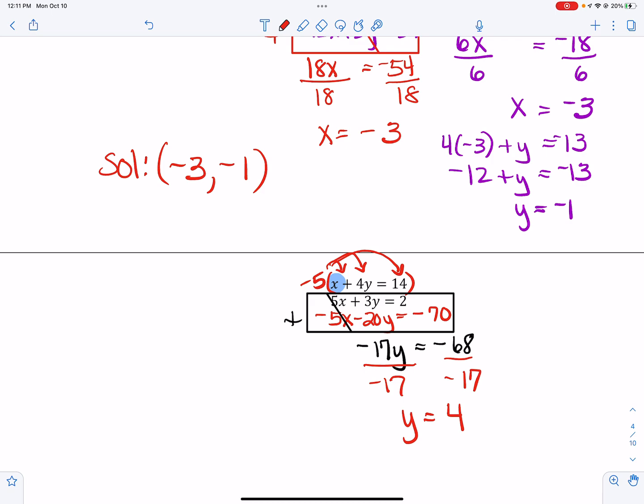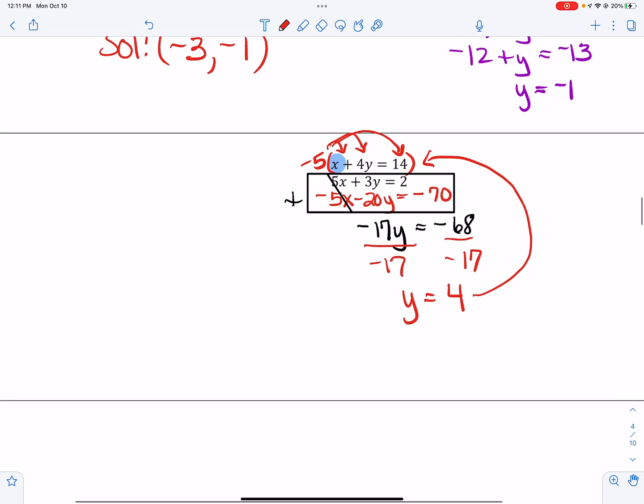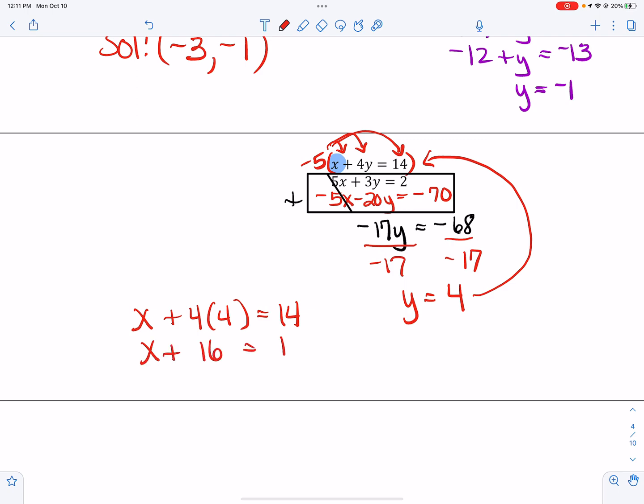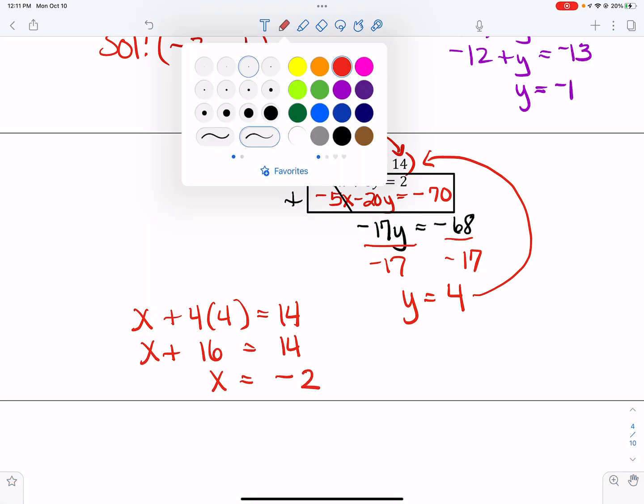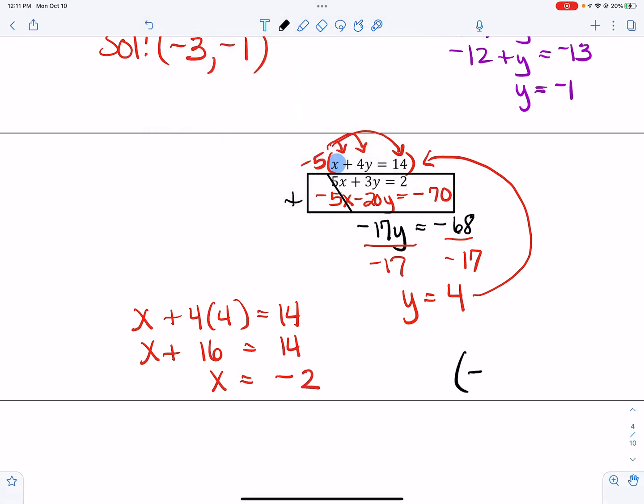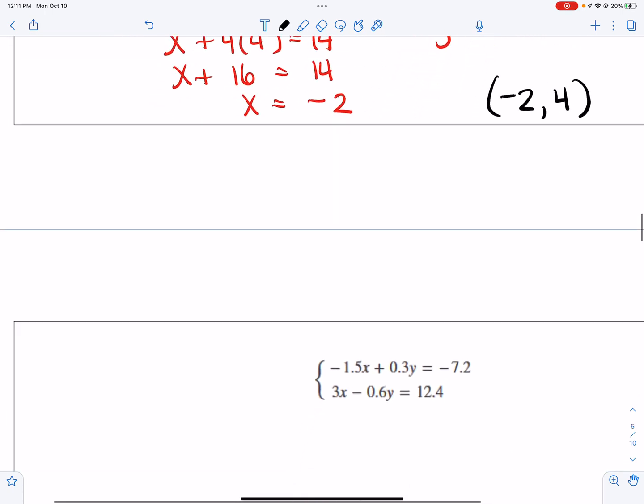And then I'm just going to substitute it into one of the original equations. So I'm going to take x plus 4 times 4 is equal to 14. So x plus 16 is equal to 14. So x is negative 2. So my solution is negative 2, positive 4.